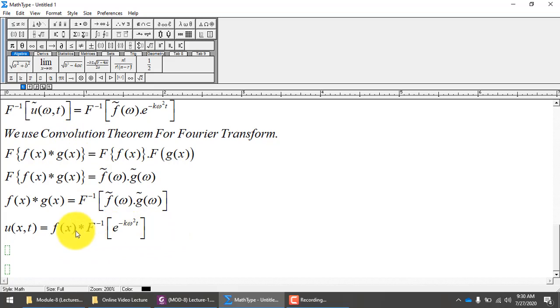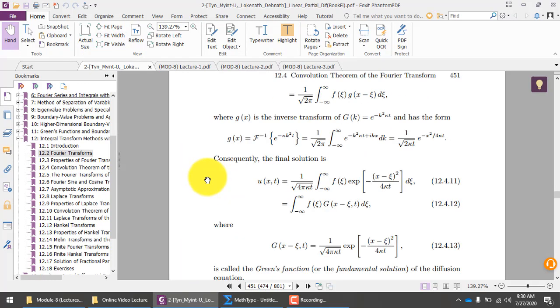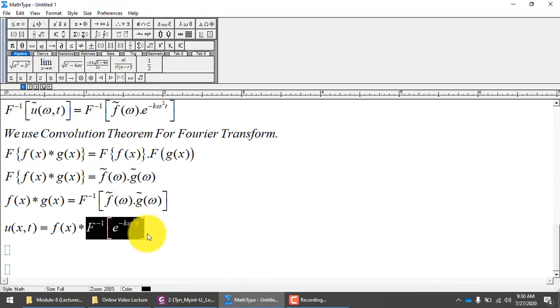This is the complete answer of u of x, t, but this thing has not been calculated. If you go back to the book, we have written that symbolically like that. This is the definition of convolution. Okay, you can write that. So I am writing here what this is, as convolution, because of the definition of convolution.